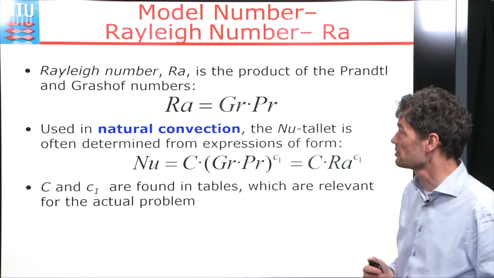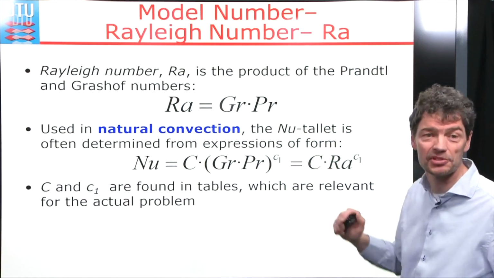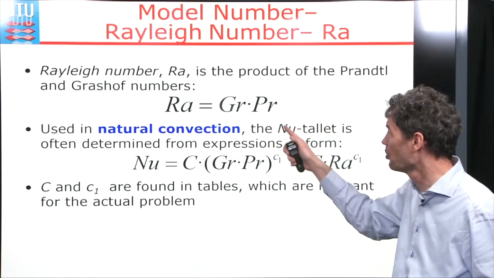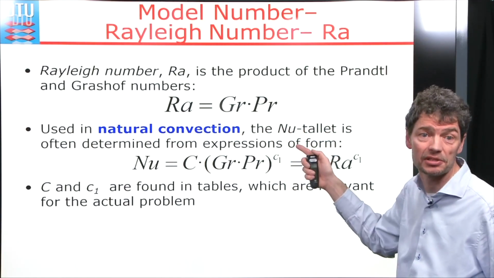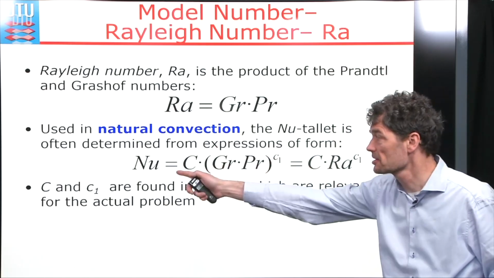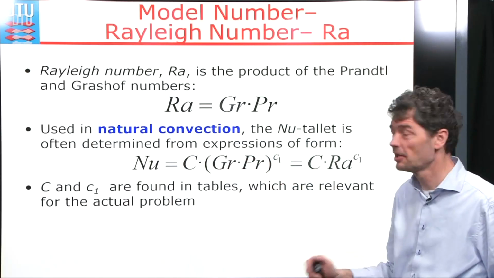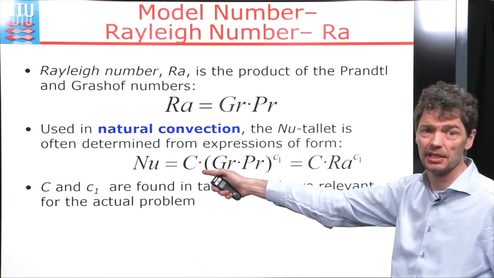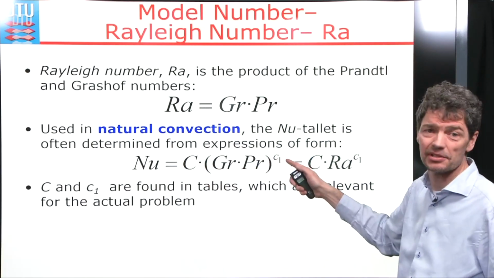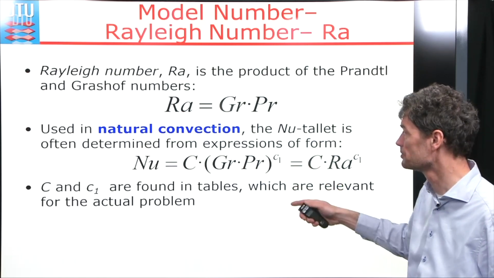So yes, it was for natural convection, but then we see very often, and now it comes to what we're really aiming for, formulas that tell us what the Nusselt number would be. They could have, for instance, a shape like this. The Nusselt number is equal to the Rayleigh number, or this product here, multiplied with a coefficient c, and the Rayleigh number is raised to an exponent, which is c1.